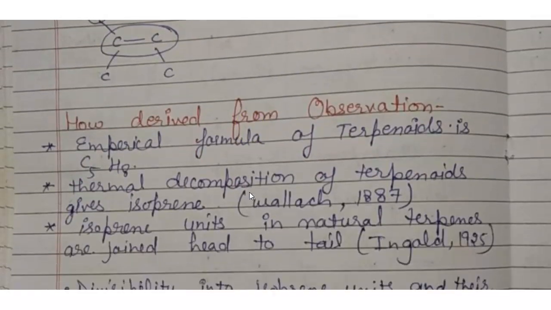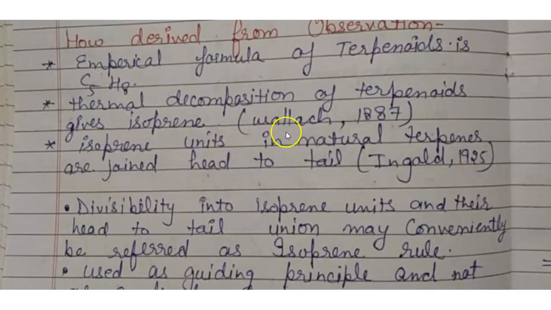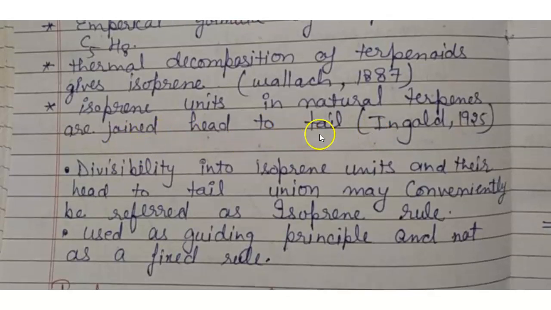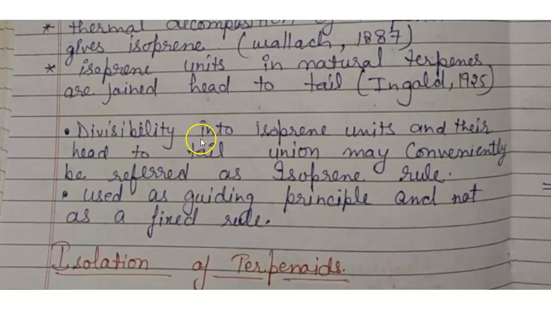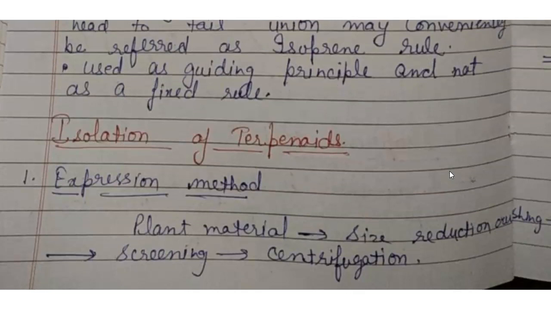How was it derived from observation? The empirical formula of terpenoids is C5H8. Thermal decomposition of terpenoids gives isoprene, by Wallach in 1887. That isoprene units in natural terpenes are joined head to tail was discovered by Ruzicka in 1925. Divisibility into isoprene units and their head-to-tail union may conveniently be referred to as the isoprene rule. It is used as a guiding principle and not as a fixed rule.